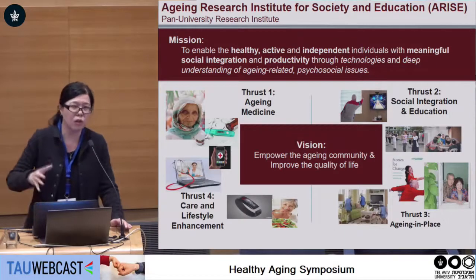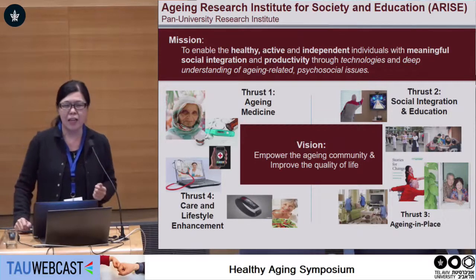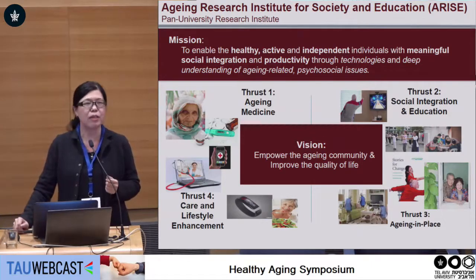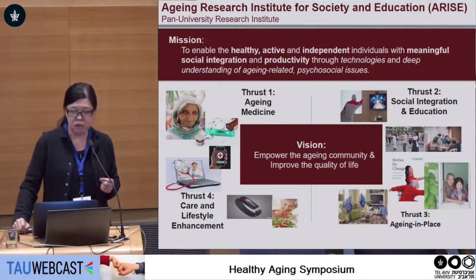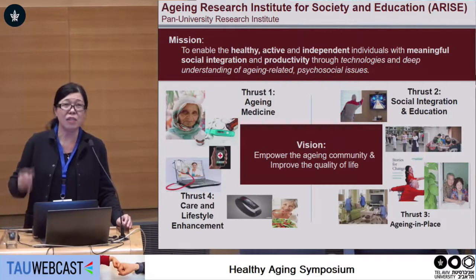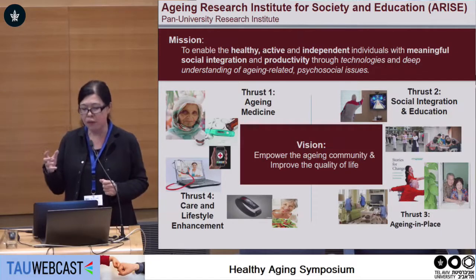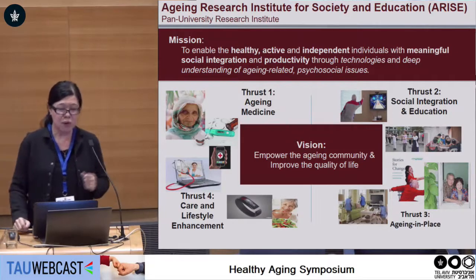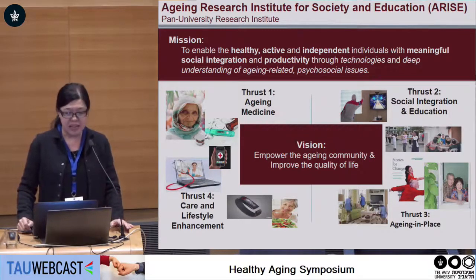I would like to talk a little bit about the institute that I have been tasked to set up at the university. It is the Aging Research Institute for Society and Education. It is a University Research Institute, and the vision is to empower the aging community and improve the quality of life. We look at healthy, active, and independent individuals. NTU is a technological university, so we focus a lot on technologies, but with support from different disciplines to understand meaningful social integration and productivity, and also the aging-related psychosocial issues.